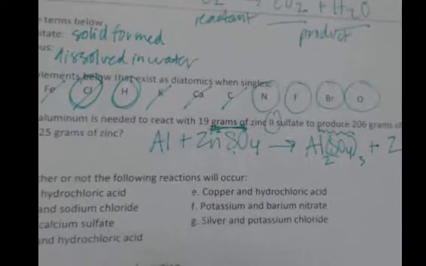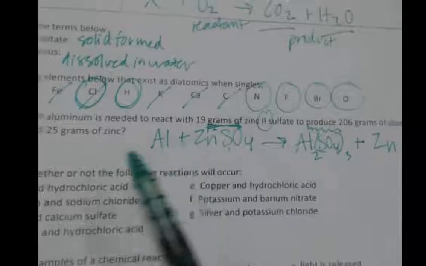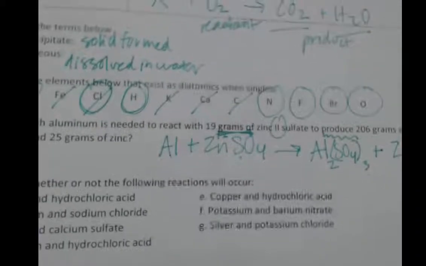And I'm also producing zinc. So the first step is always write out the actual equation. Write it out. So they gave you the word equation, write out the actual equation. Then you can add the math numbers under there.